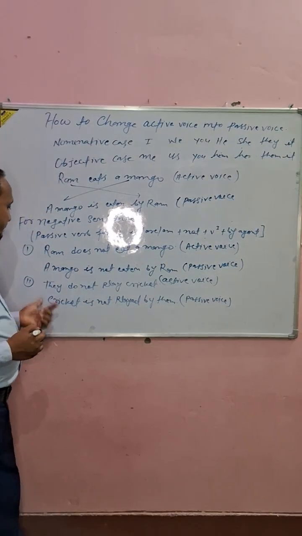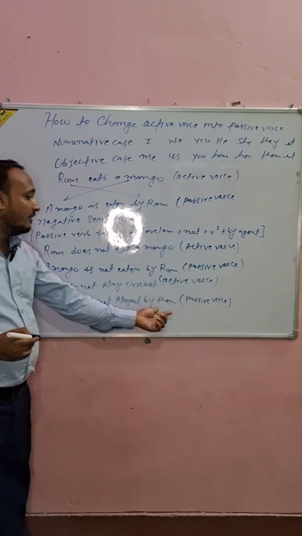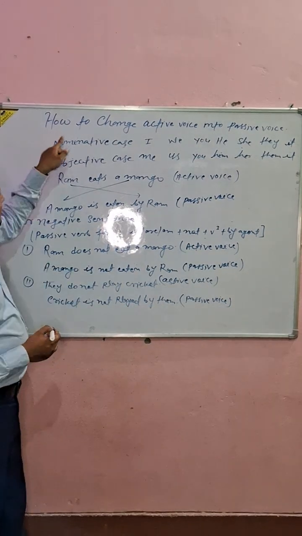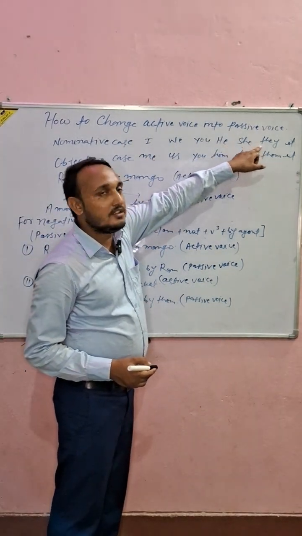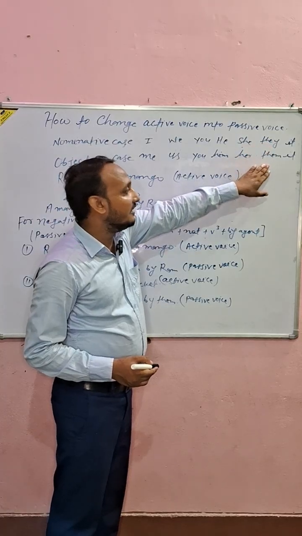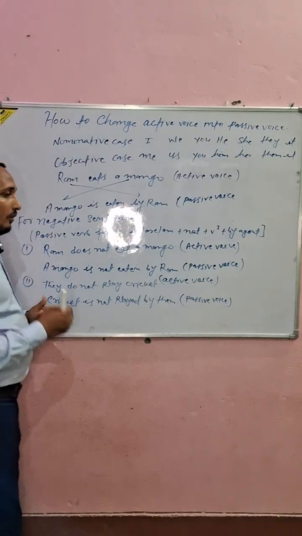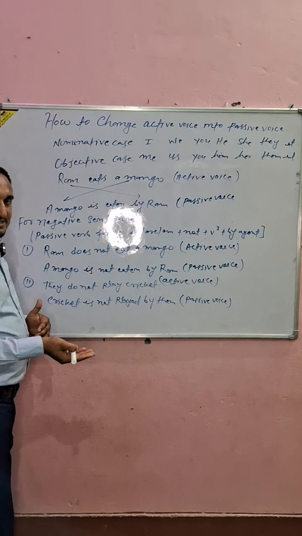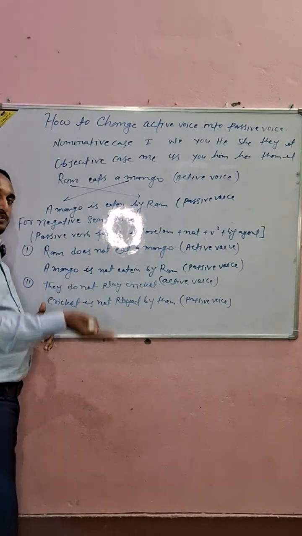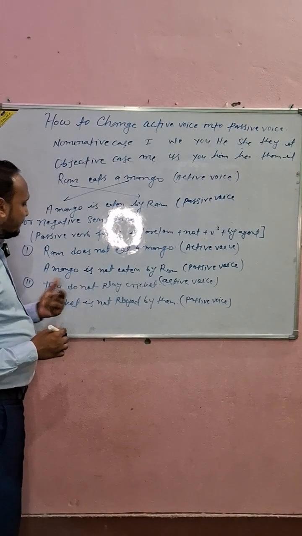Here is the main thing you must try to understand. They is what? This is the nominative case, and it will be changed into the objective case. Here they is the nominative case, and here them is the objective case. So we can change it according to that. Always, nominative case is changed into objective case, and objective case is always changed into nominative case. You must remember this. Like this we change active to passive.